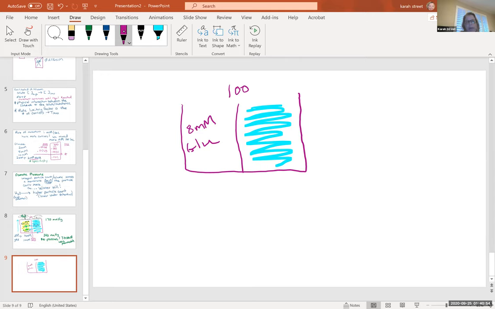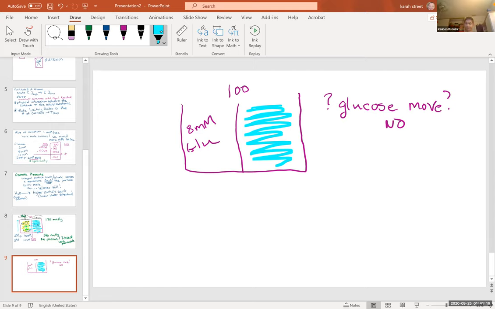Well, no matter, let's just apply what we know. What do we know? Will glucose move? No. So what will? Water. Which way? Towards the glucose. And again, we have our piston.